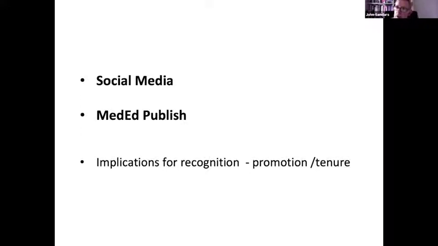However, there are huge implications for this because there are implications for recognition, for promotion, and for tenure. People do not recognize these. Although for social media, there are measures such as using altmetrics, and there are scales where in fact the quality of a social media presentation or the information put on social media can be graded. And this has been done in some of the A&E work.